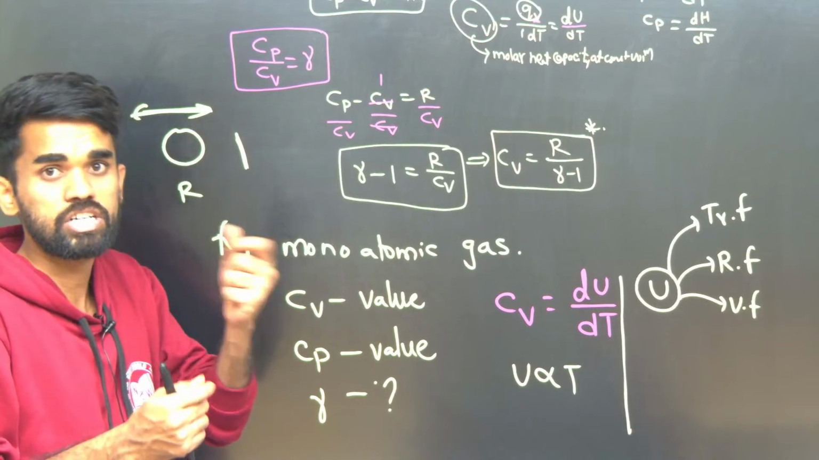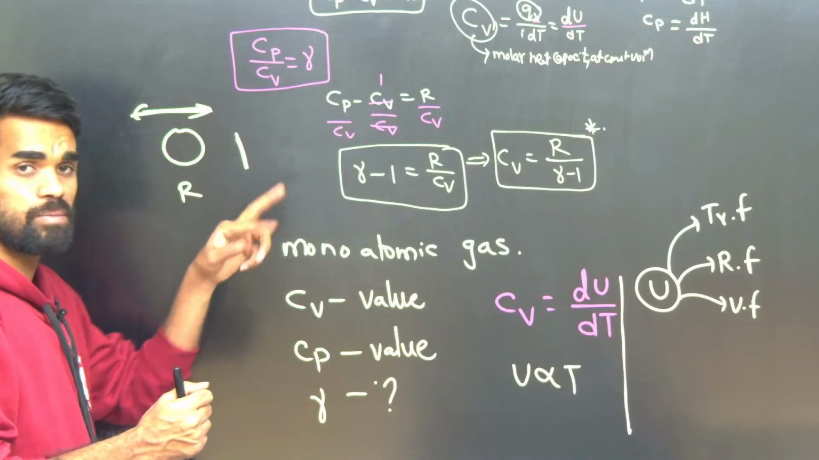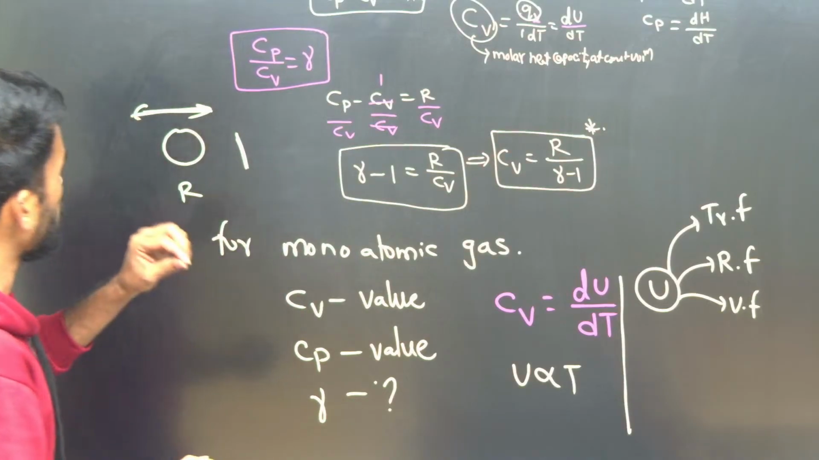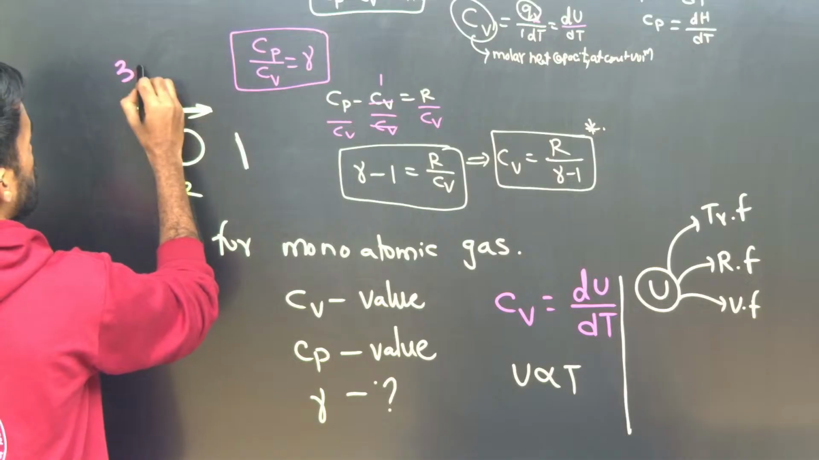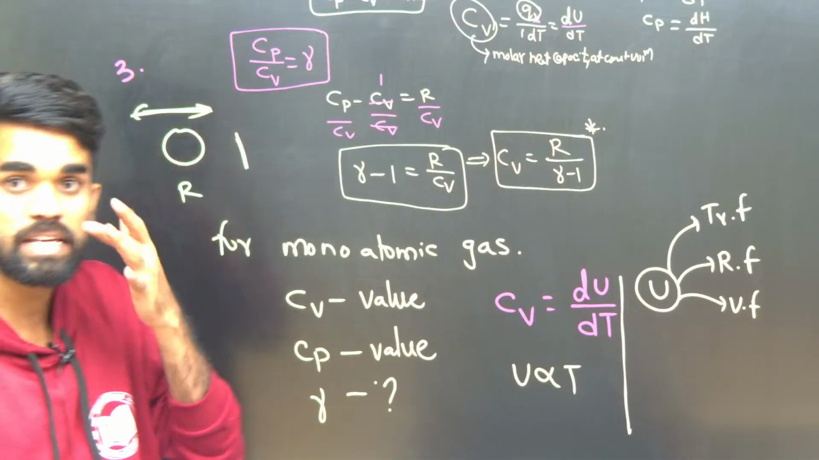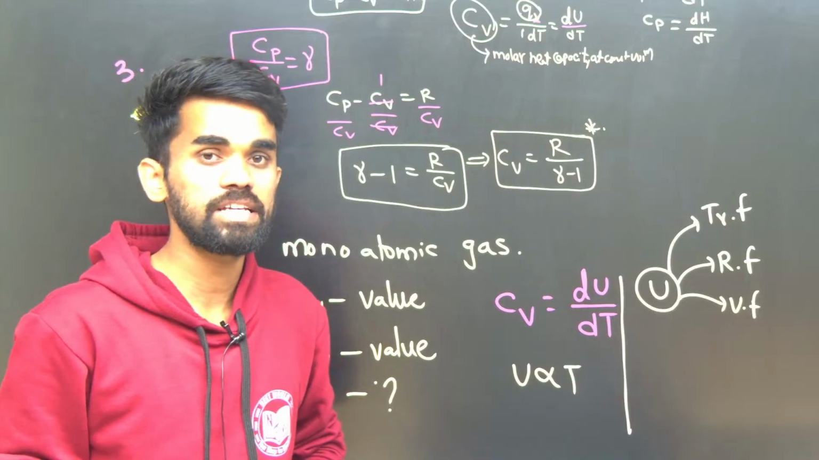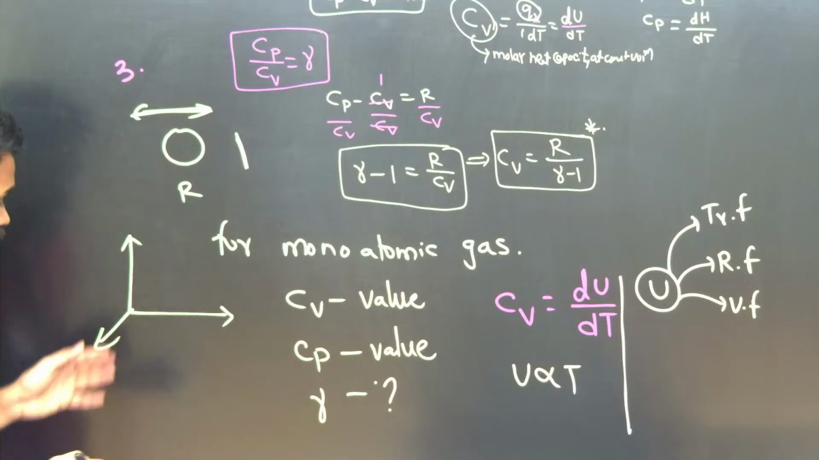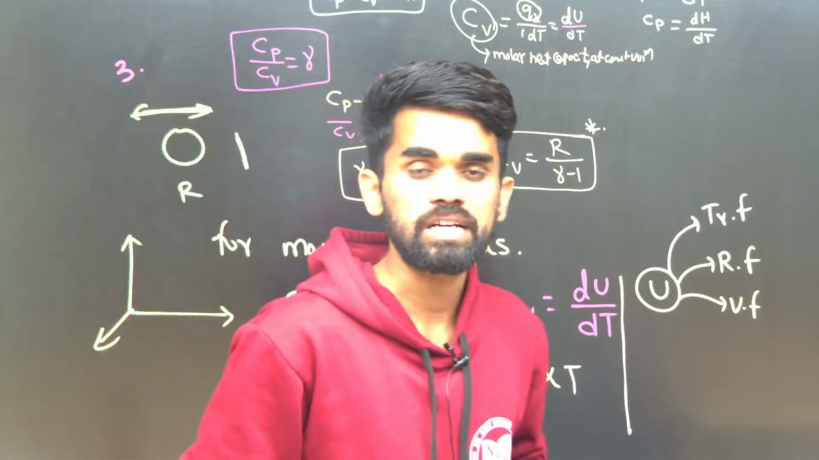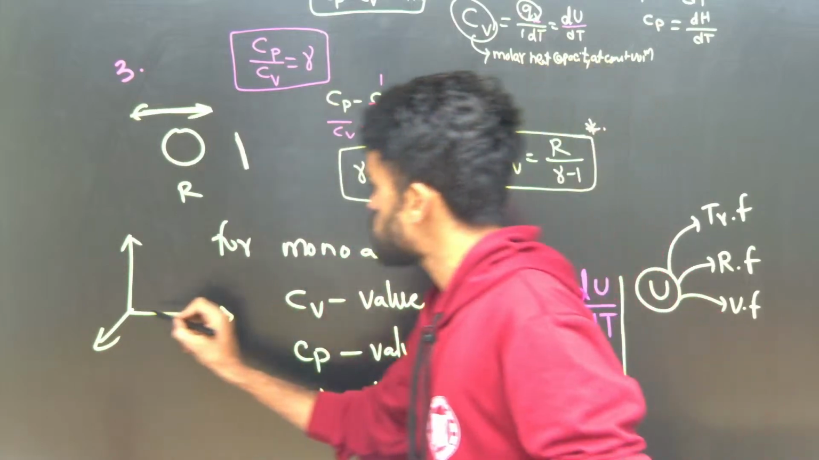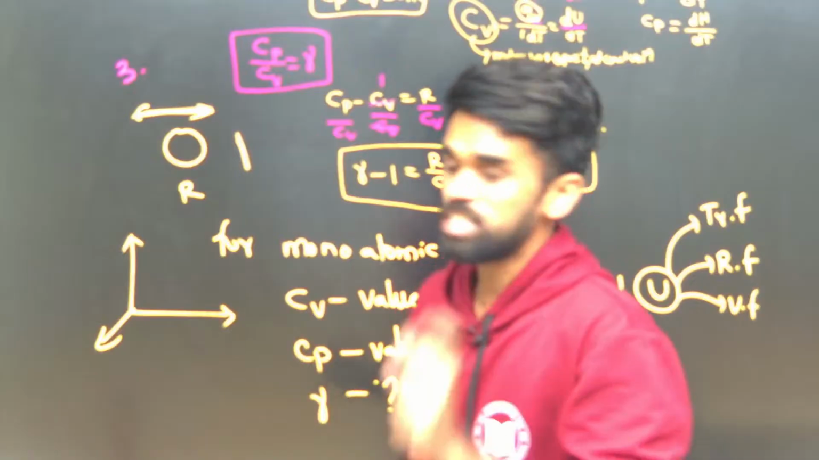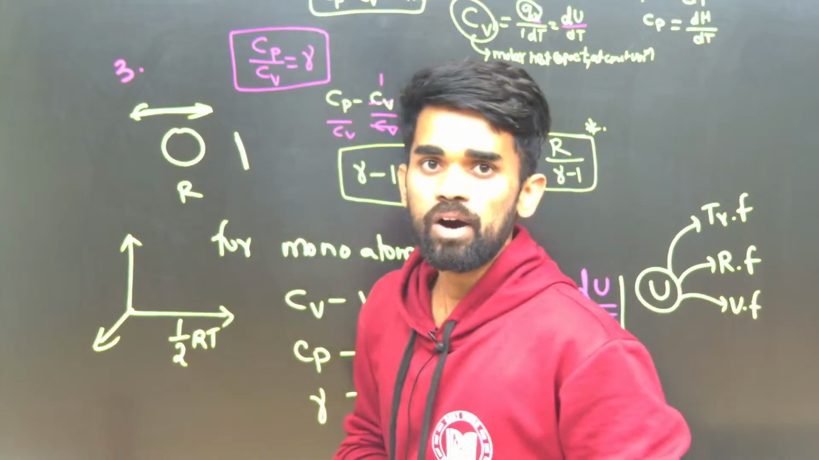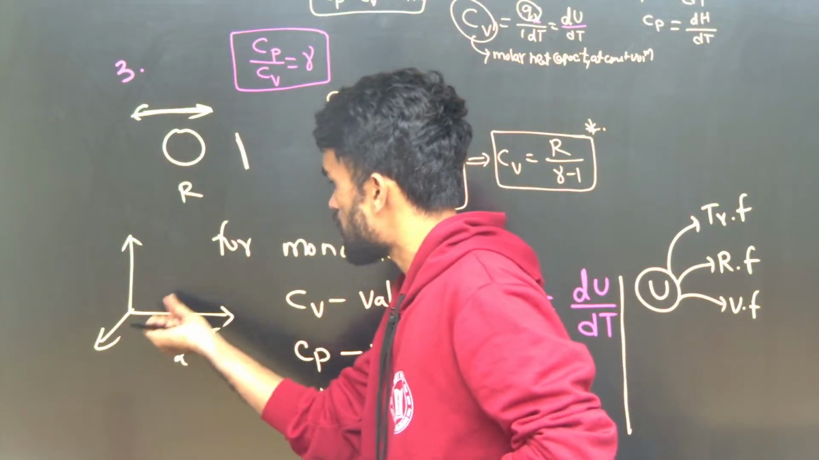I can say that as translational degrees of freedom. Rotational means the number of independent ways it can rotate. Now for any substance there will be 3 translational degrees of freedom: the x axis, y axis, z axis. Along each coordinate axis there will be 1 translational degree of freedom. For each translational degree of freedom, the energy associated is considered as half RT.